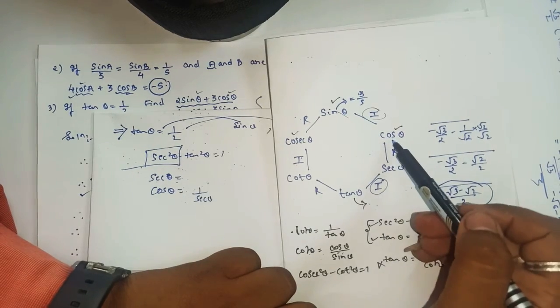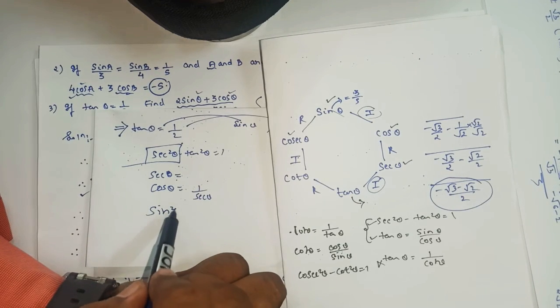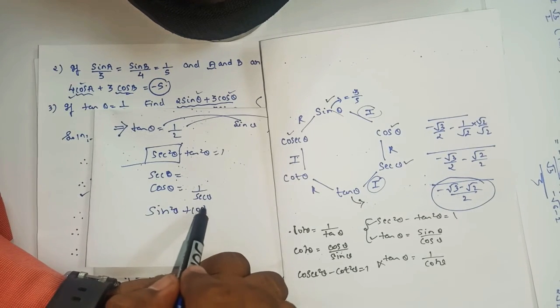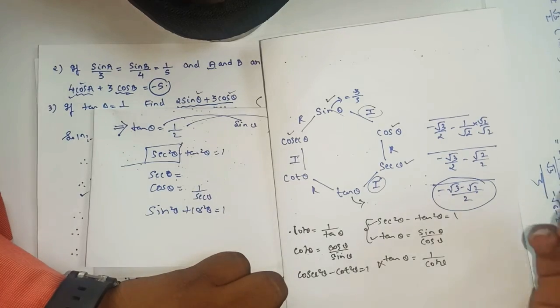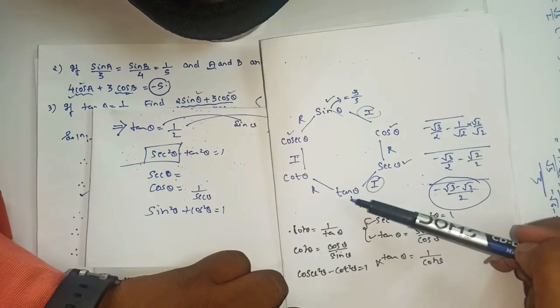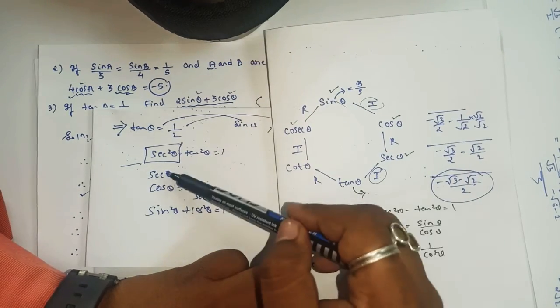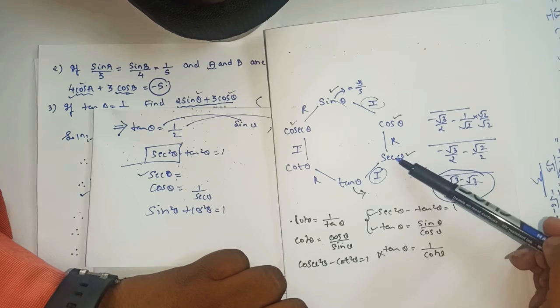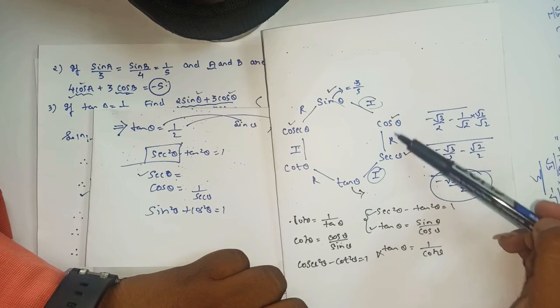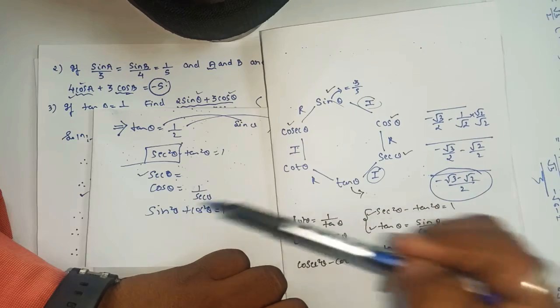And with the help of cos here you will get sine, using sine square theta plus cos square theta equals to what? 1. Okay, so first you will use the formula of identity between tan and sec. Sec square theta minus tan square theta equals to 1, where you will get sec. After getting sec, you will find cos, as the relation is reciprocal. So cos theta will be equals to 1 upon sec.